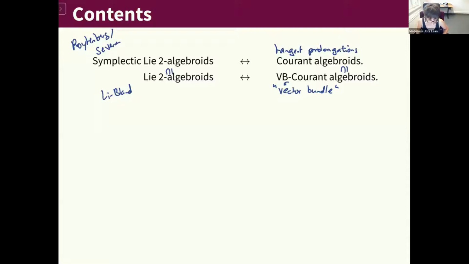So I guess that's what I want to explain. And at the basis of that, really the basis of these equivalences is an equivalence of 2-manifolds with a special type of double vector bundles. So, geometrization of 2-manifolds, which was my subtitle.